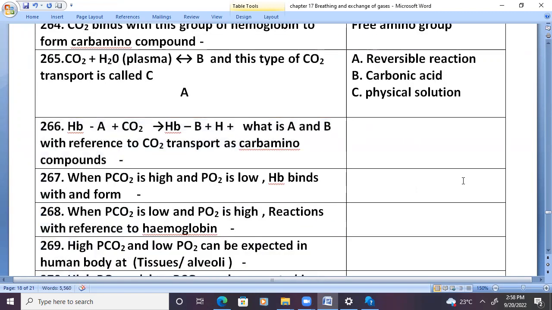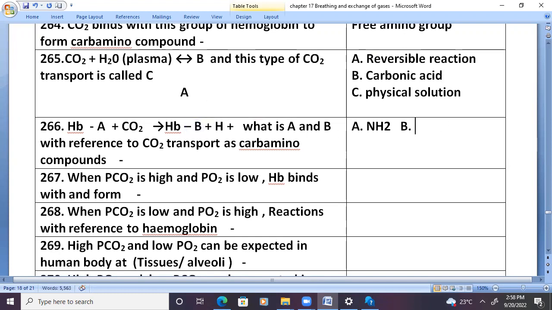Then next, HbA: which group is going to participate? The NH2 amino group binds with carbon dioxide and forms HbB. At B, we have to answer what this is.